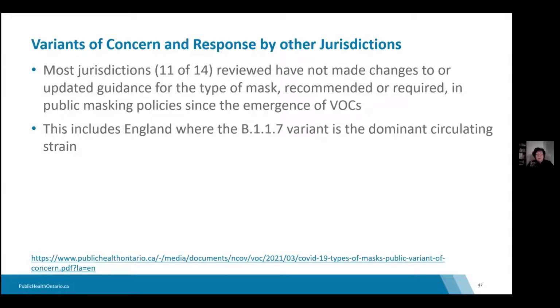This actually includes England, where we know the B117 variant is the dominant circulating strain. So when we look at Austria, France, Germany, the 3 jurisdictions that did shift and change their policies or their protocols, it was actually around public masking policies, and recommending that they look at medical masks or an equivalent. And the rationale given was for filter efficiency and more consistency with fit.